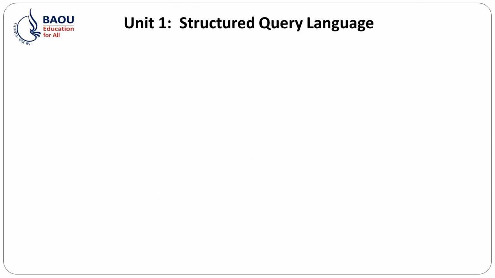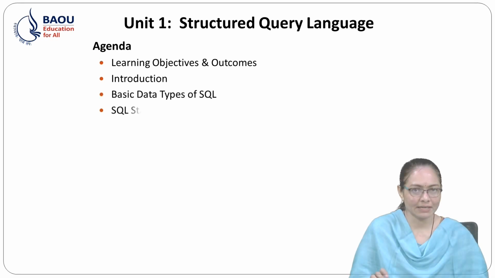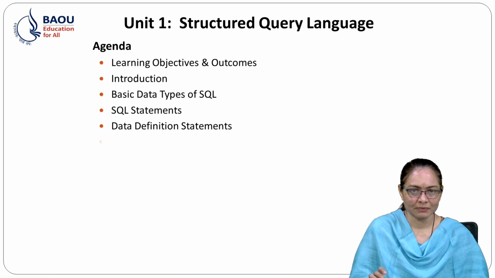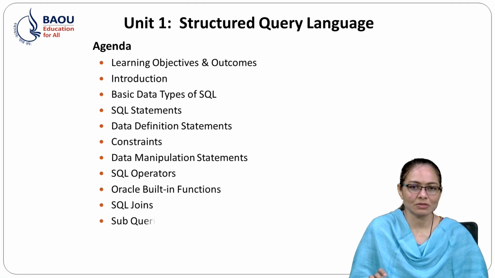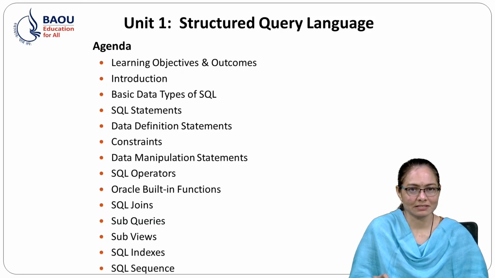Now we will start with Block 3. Unit 1 is Structured Query Language. First of all, we see the agenda of Unit 1: the learning objectives and outcomes, introduction, basic data types of SQL, SQL statements, data definition statements, constraints, data manipulation statements, SQL operators, SQL built-in functions, SQL joins, SQL subqueries, SQL views, SQL indexes and sequences. All these topics are included in SQL. After learning all these topics, the students will be able to gain knowledge about Structured Query Language.